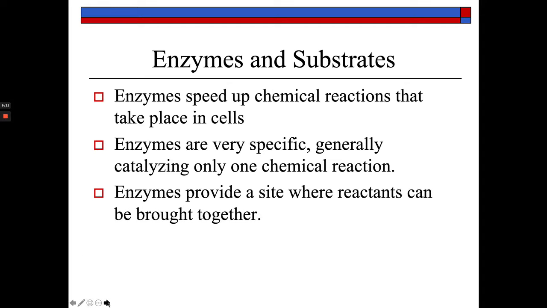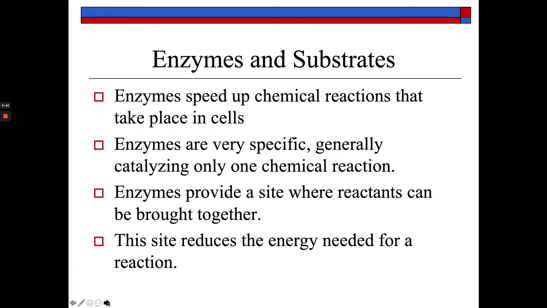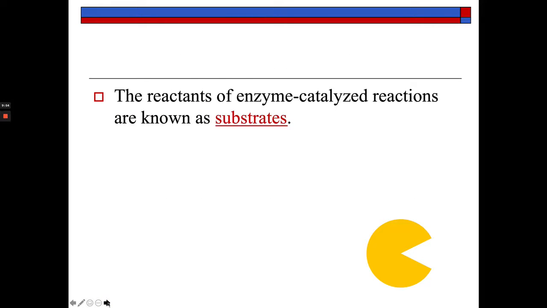Enzymes provide a site where reactants can be brought together. Enzymes can be used over and over again to speed up chemical reactions. So this site reduces the energy needed for a chemical reaction. The reactants of an enzyme catalyzed reaction are called substrates.